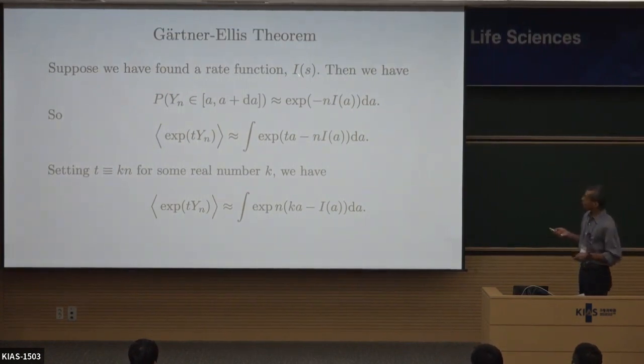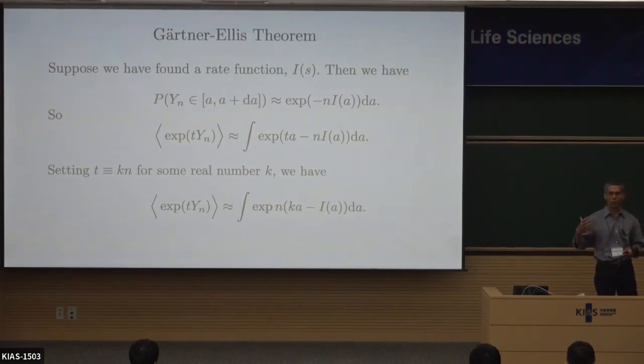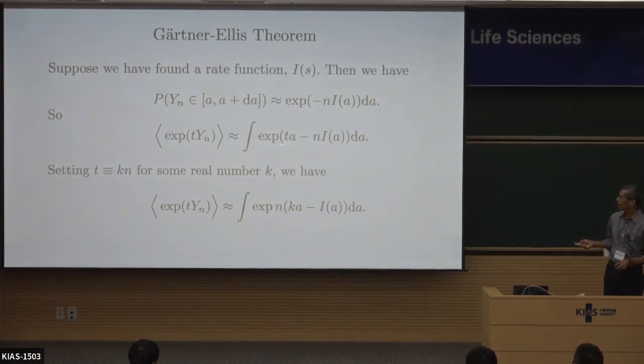Suppose we found a rate function. Great. That means as n goes to infinity, we can approximately say that the probability of Y_n having value between a and a plus dA is going to look like e to the minus n I(a) dA. That's by definition of the rate function. Then we can evaluate this exponential expectation: we just have e to the t Y_n, that's this part, and then the probability was this part. So if we found a rate function, then the expectation of this exponential, what is this?